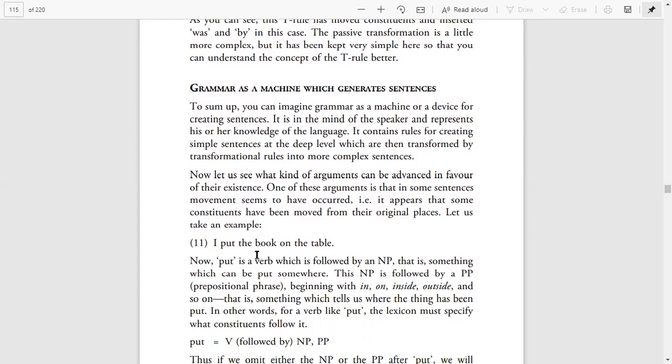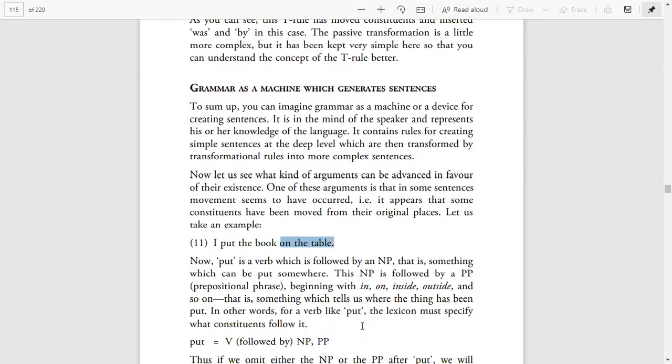Now put is a verb which is followed by an NP. I put, it is followed by an NP, that is noun phrase, then it is followed by a PP, that is prepositional phrase. This PP begins with in, on, inside, outside, etc., and that is something which tells us where the thing has been put. So yes, this PP tells us where the book has been placed.